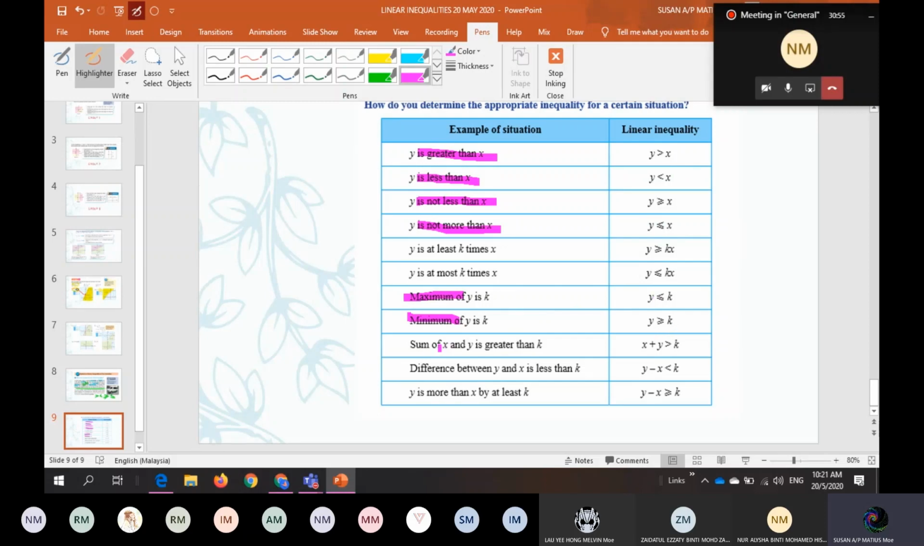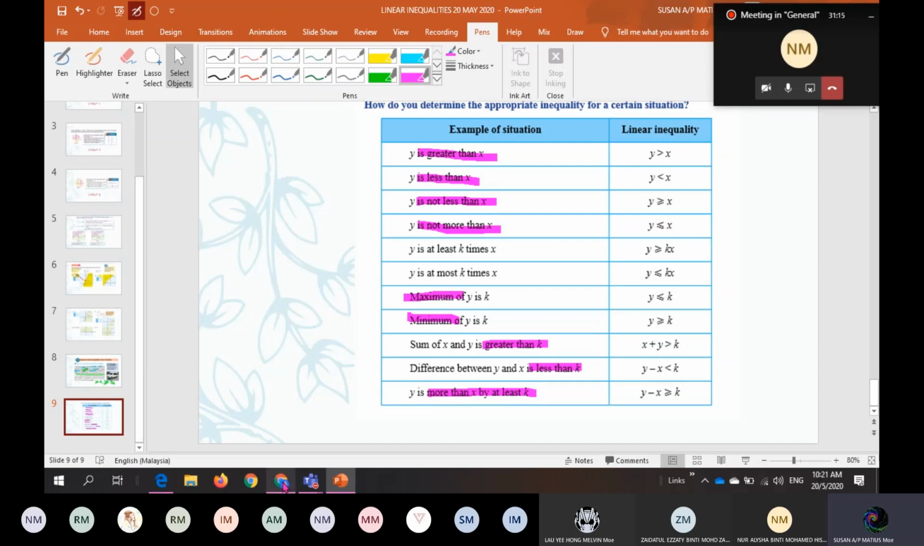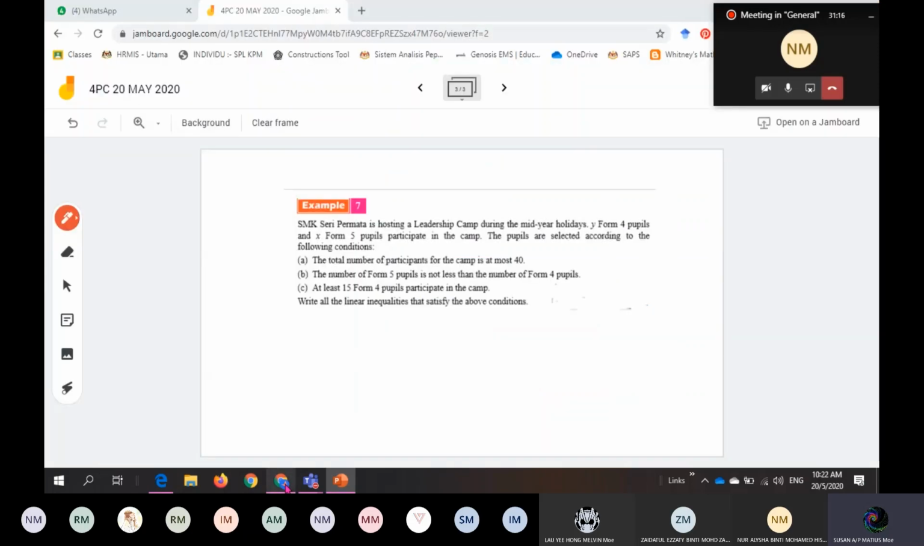Then sum of x and y is greater than, is less than. All of these have no equal sign. Is more than x by at least k. So you have to know these are the terms which can come in your questions. All right, so let's look at the next one. We are going to look at the Jamboard, with an example. Let's look at this example.